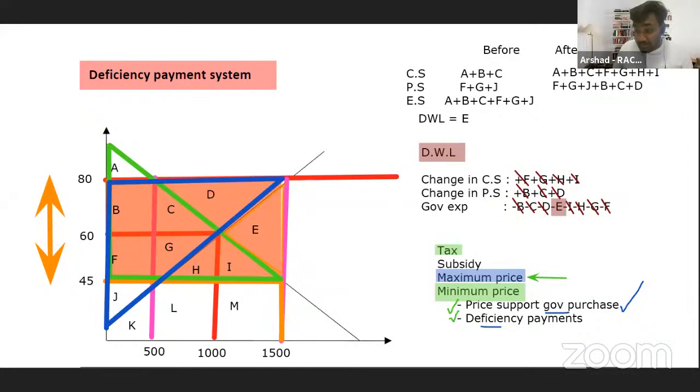Okay. Minimum price can be tested without a price support. Exactly. That is exactly what they asked in the year 2020, a minimum price without the price support. This is 2020 A levels, right? A minimum price without price support. Okay. So that is that. Okay. So this is this context.